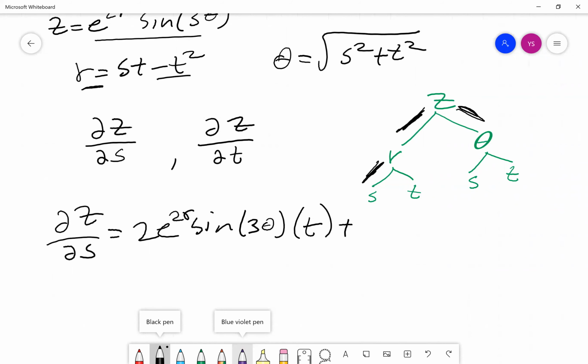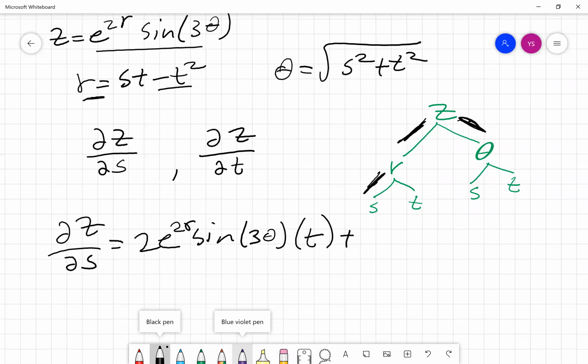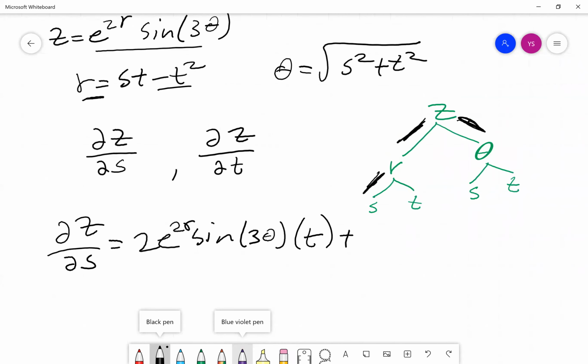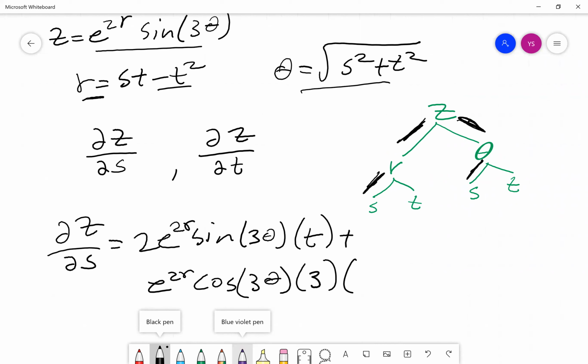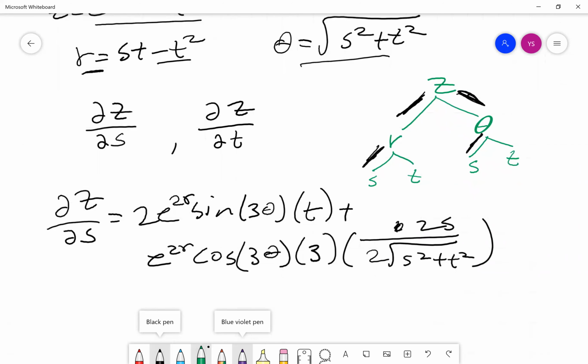so now we have the partial of z with respect to theta. So going back here, that's just going to be e^(2r) cosine of 3 theta times 3 times the partial of theta with respect to s. So going here gives us 1 over 2 square root of s squared plus t squared times the derivative inside with respect to s, which is 2s. And this is our partial.